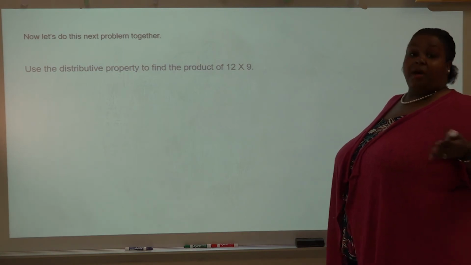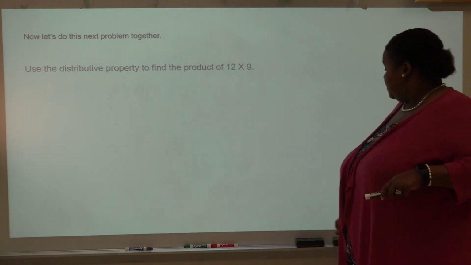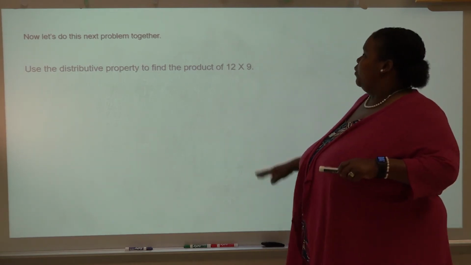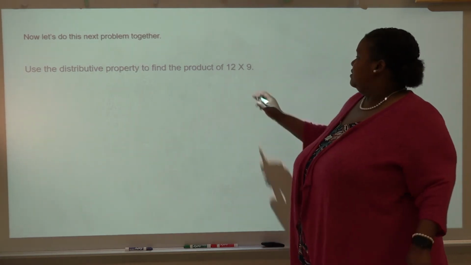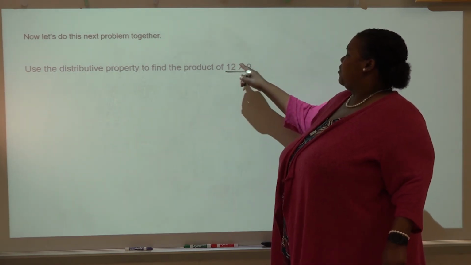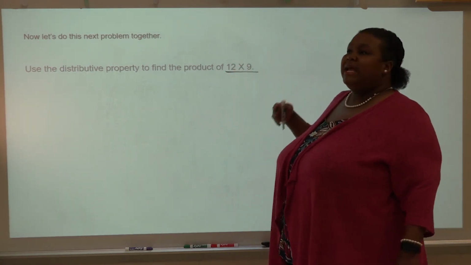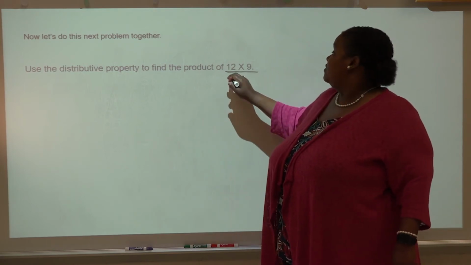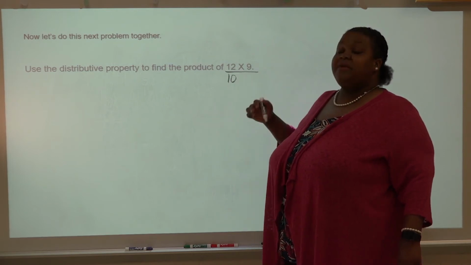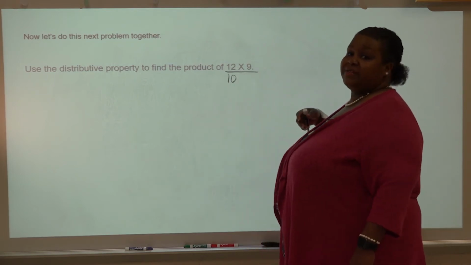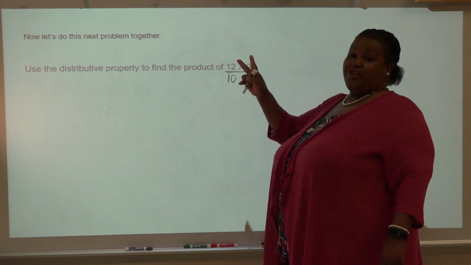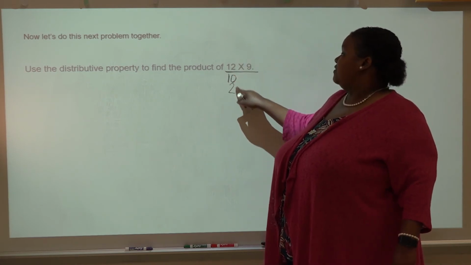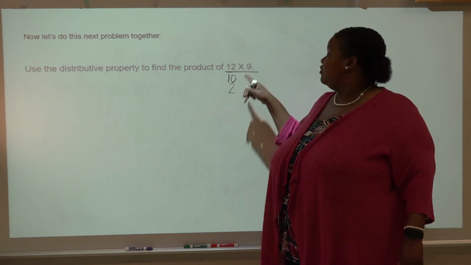Now let's do this next problem together also. Use the distributive property to find the product of 12 and 9. 12. We've not done much with 12. Oh, let's see. I want to break apart that 12, and I'm going to use some known facts. I know my tens. So if I do 10, what would have to be the other factor? Show me with your fingers. And I hope you're saying 2, because 10 plus 2 equals 12. I broke apart the 12.